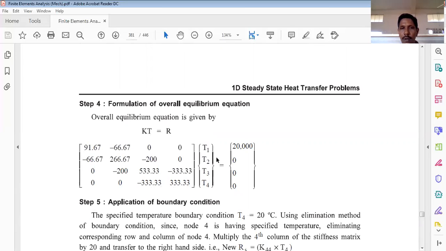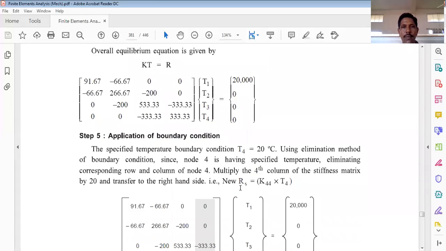multiplied with the global temperature vector consisting of T1, T2, T3, T4, and the global forcing vector, which is 20,000 at node number 1, and at remaining locations it is equal to 0. Next, we have to apply the boundary condition, wherein we have to use the elimination approach. Wherever the temperature is specified, that particular node's row and column is to be eliminated.